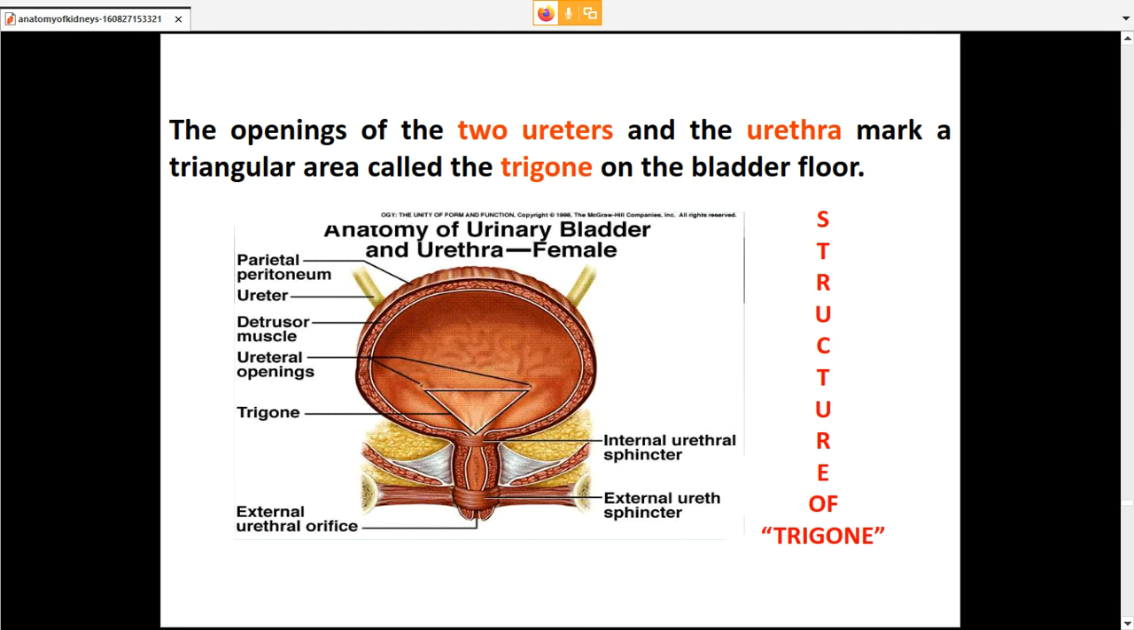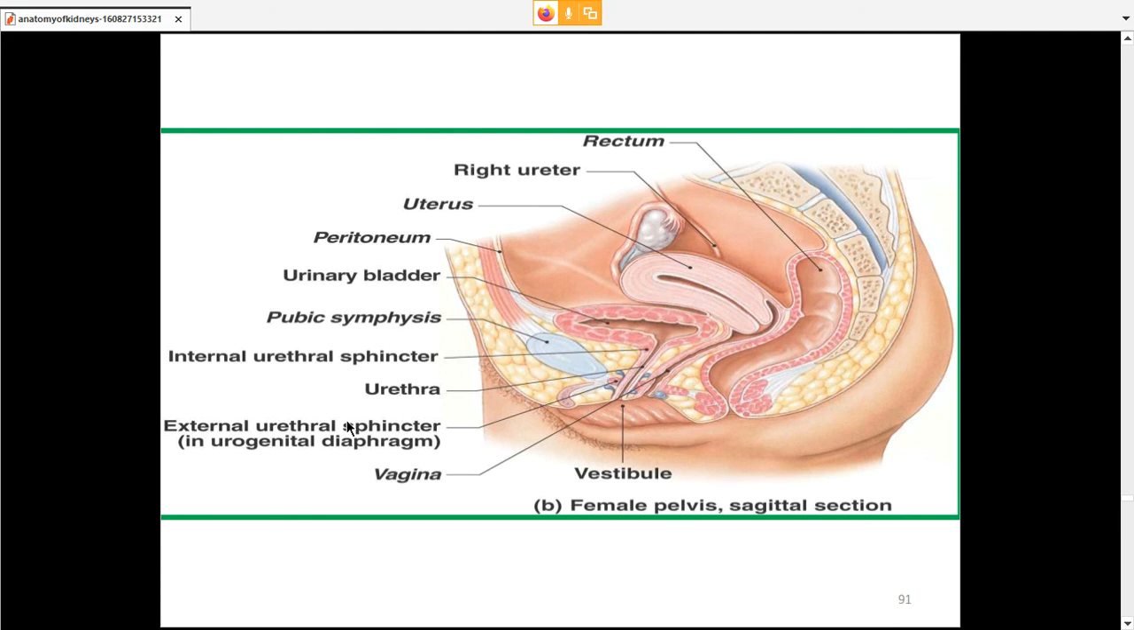Then coming to the parts of the urinary bladder, it has an apex, base, superior surface, and two inferolateral surfaces. Understood? You write down these things. The parts of the urinary bladder are apex, base, superior surface, two inferolateral surfaces, and the neck of the urinary bladder.